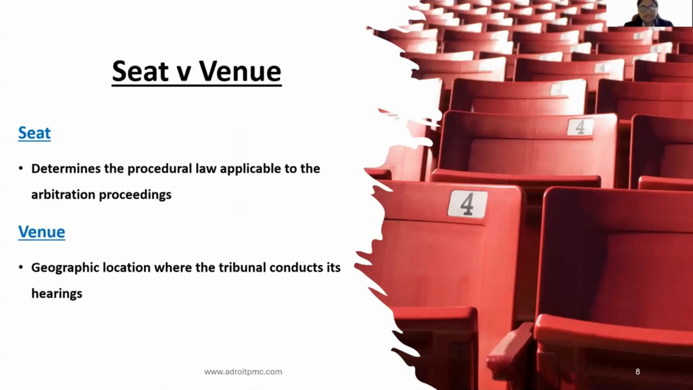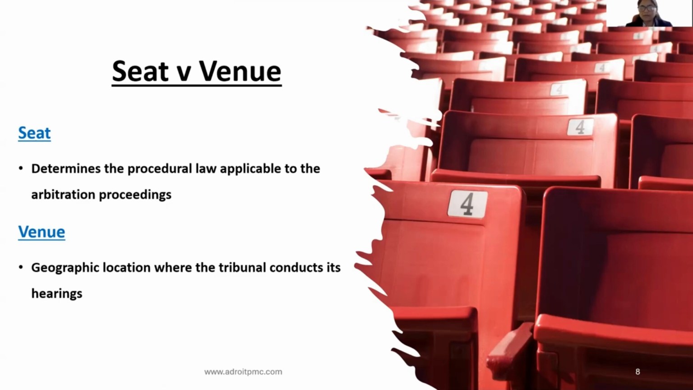And next is seat and venue. You could see the similarity of seat and venue because both have the same kind of meaning in general, but in arbitration, these things have different meanings. You will be having a sentence regarding the seat and venue of arbitration proceedings in the arbitration agreement. So what does this seat determine? It determines the procedural law applicable to the arbitral proceedings.